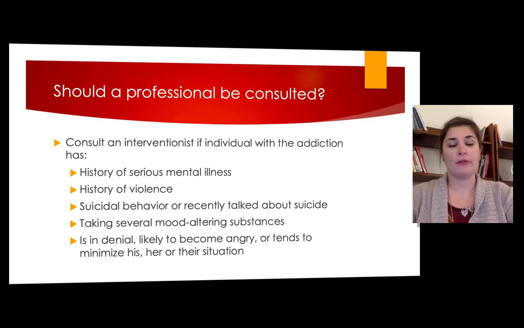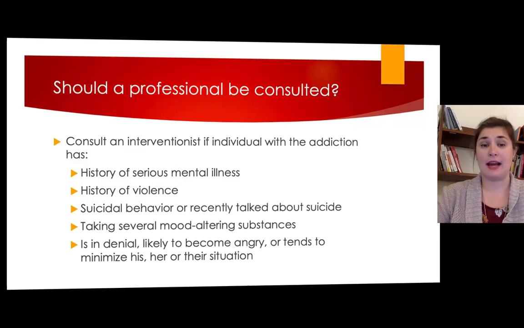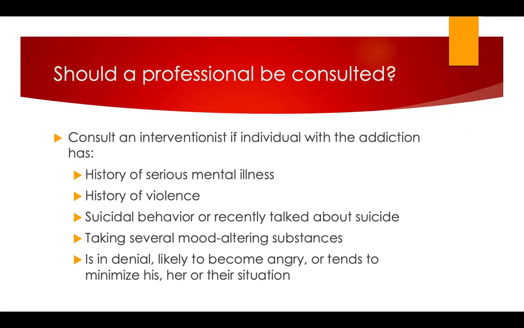It's a good idea to involve a professional if the individual with the addiction has a history of serious mental illness, a history of violence or possible suicidal behavior, if they're taking mood-altering substances, or if they are in denial, become angry, or tend to minimize the situation. It's especially important to involve a professional if you suspect that your loved one might react violently or self-destructively. If other family members are enabling the addict's behavior and or in denial of the addiction, having a professional may help get the whole family on the same page for the goals of the intervention.